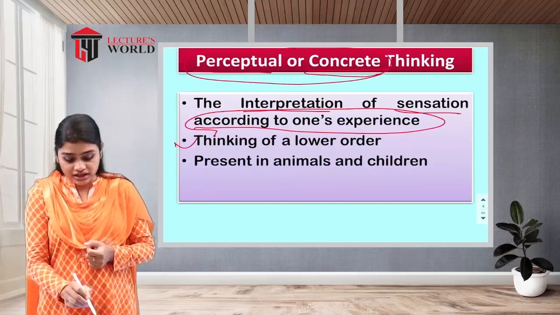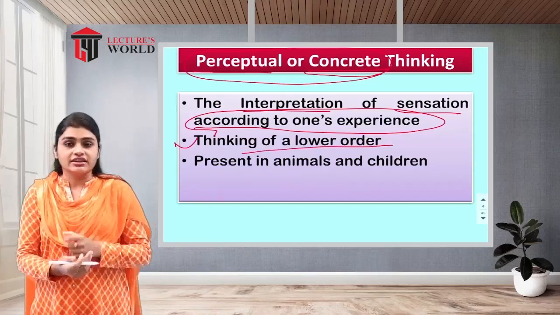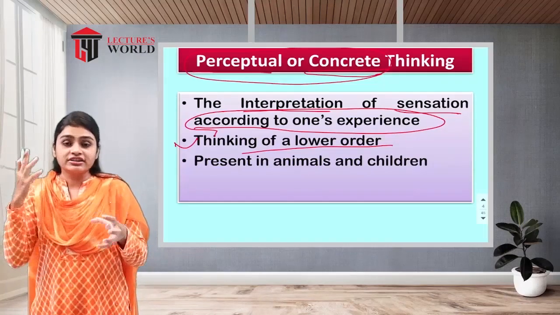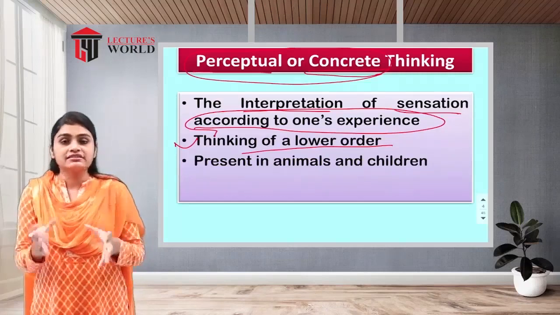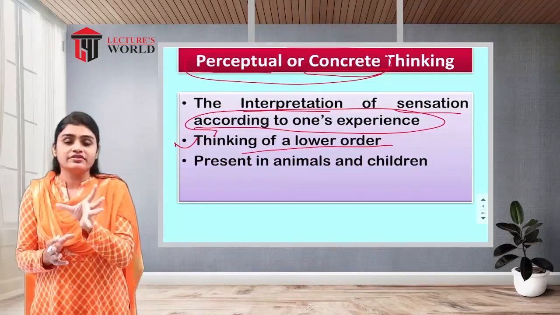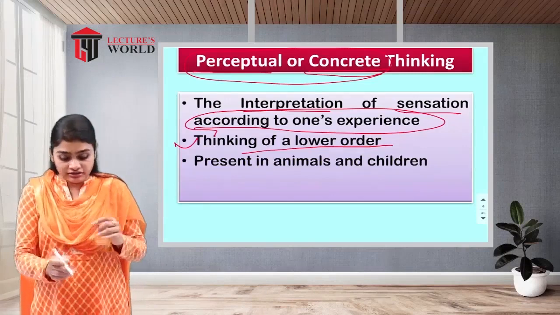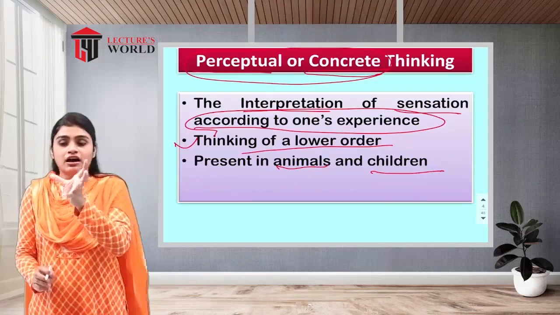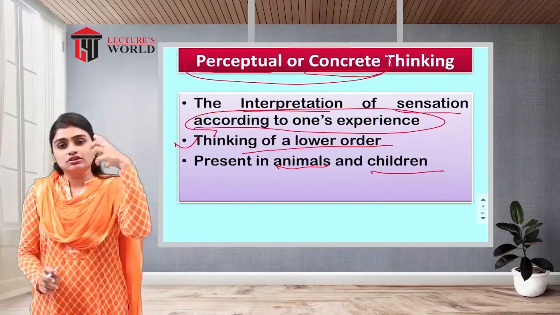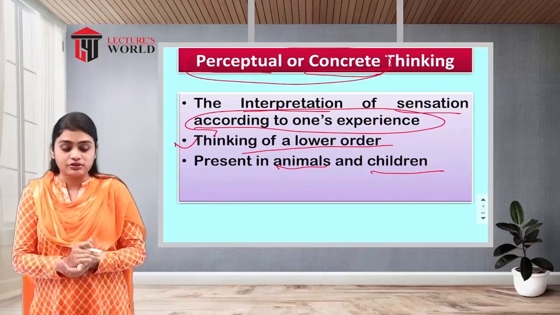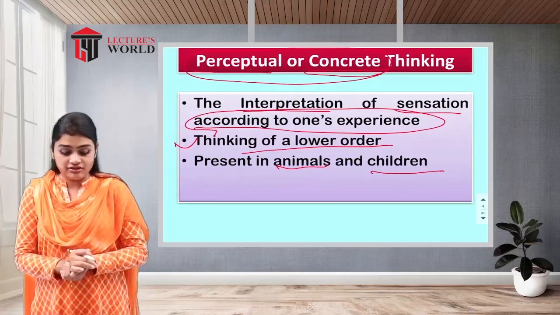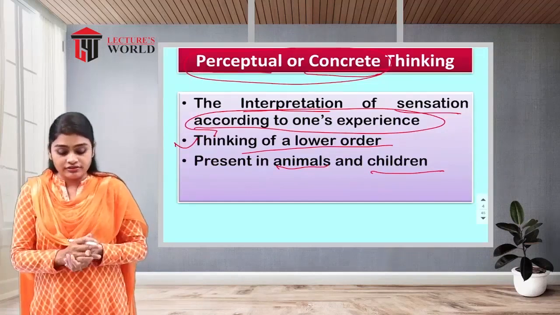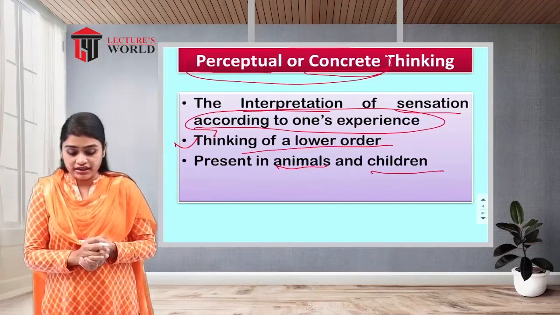This type of thinking is lower order thinking, that means a simpler thinking process. We don't need any logical thinking or reasoning. It is a very lower order thinking process, very simple in form. That's why it is present in animals and children. Children or animals may see any object, and thoughts will start in their minds. So that is perceptual or concrete thinking, which is lower order thinking, and higher thinking processes are not required.